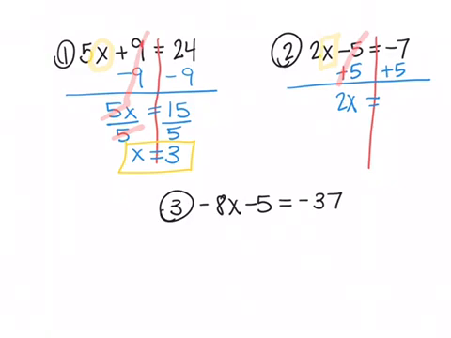So if you think back to your rules from chapter 1, we know that when we're adding and we have opposite signs, we subtract the numbers and keep the sign of the bigger number. So 7 minus 5 is going to give you 2. And then because 7 is your bigger number, that is going to be negative 2.